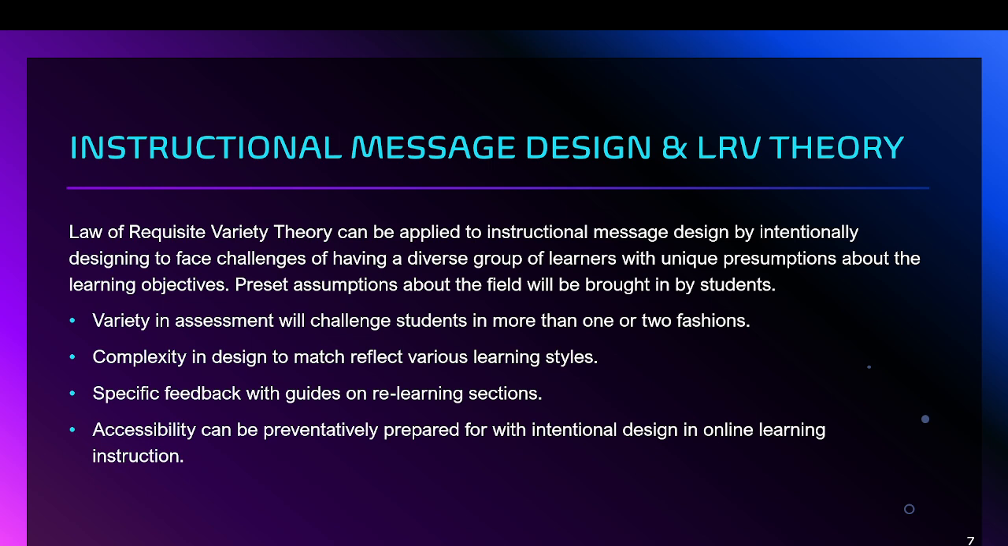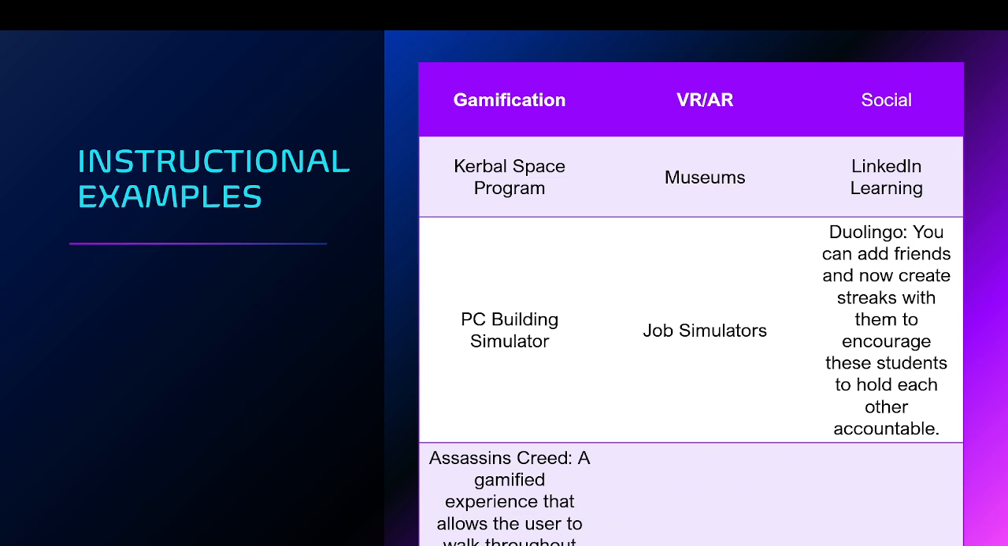The law of requisite variety theory is great here because we have a lot of evidence and we have a lot of research for online learning comparatively to what it was 10 years ago, 15 years ago. So to use that knowledge to design in the future is going to be great.